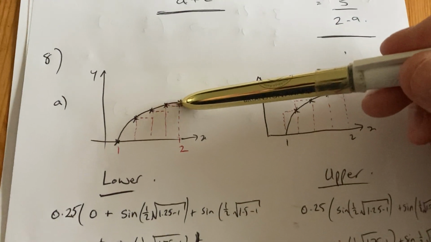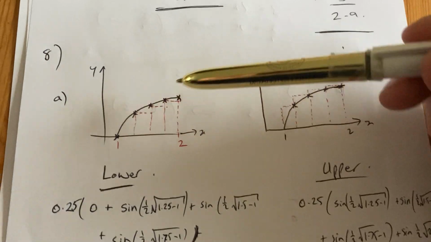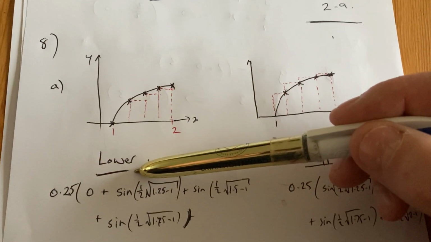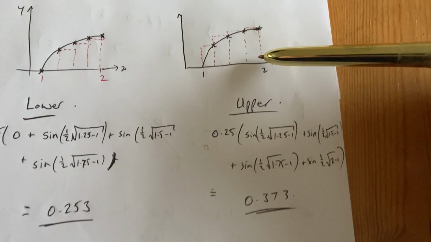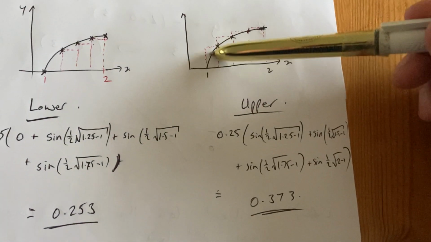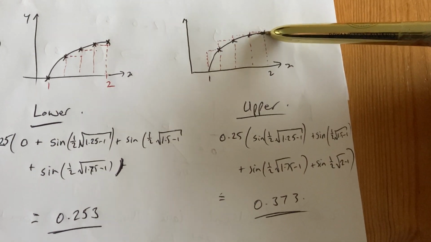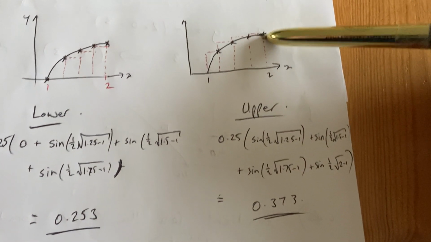The height of this last rectangle is at 1.75, and the original one was a height of 0. So this is your underestimate. This is your lower bound. Similar for the upper bound, but your first rectangle will have some height. Your last rectangle goes up in height to the value of 2 here.